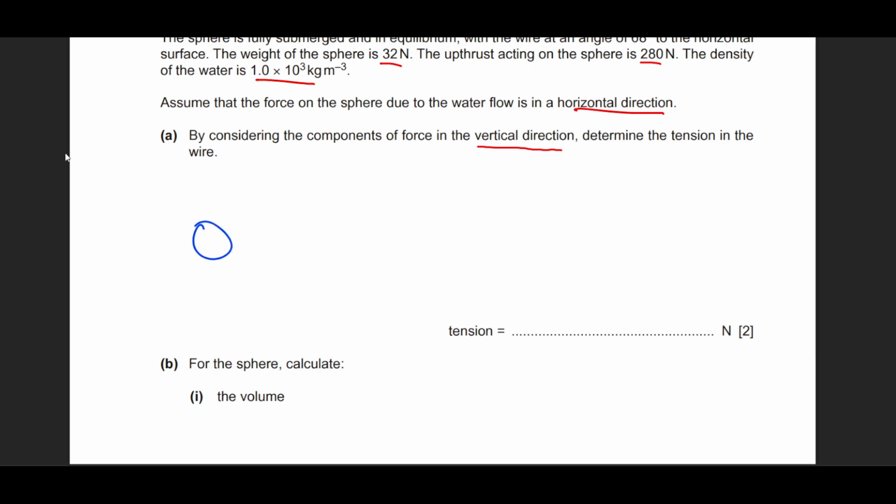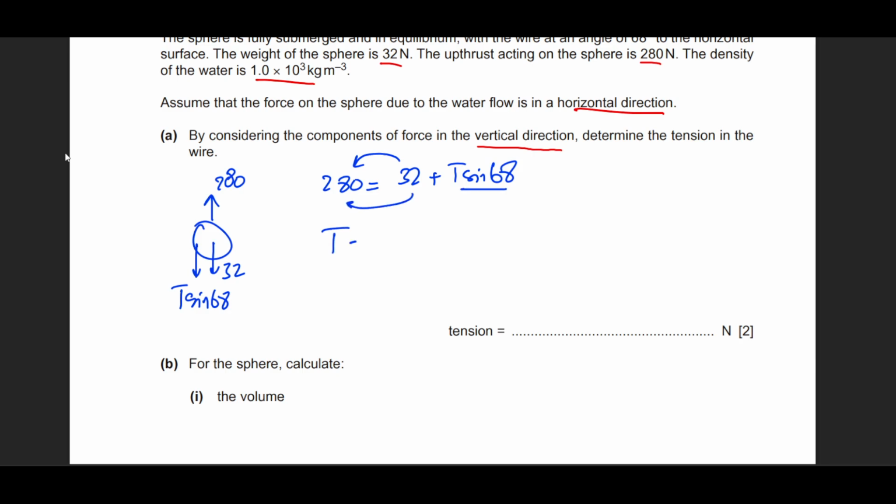So the sphere experiences 280 in the upwards direction, 32 in the downwards direction, and also a component that is T sine of 68 in the downward direction. So everything is balanced, which means 280 should be equal to 32 plus T sine of 68. 32 goes over there and gets subtracted, and then the remaining answer is divided by sine 68. So your answer for T will be equal to 267 newtons, which up to two significant figures becomes 270 newtons.